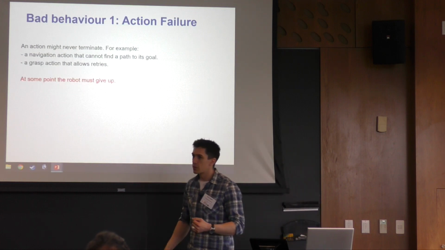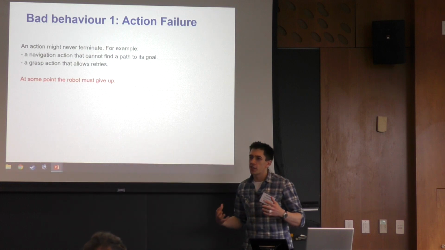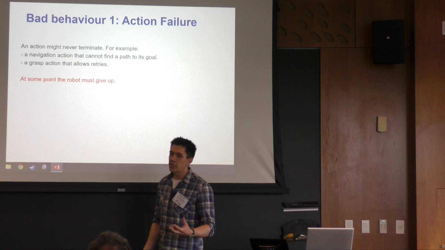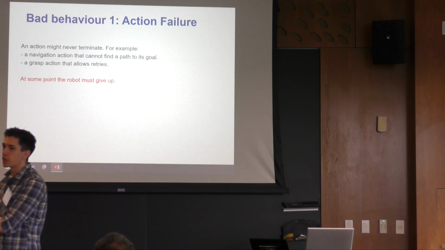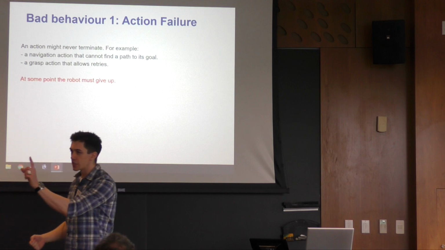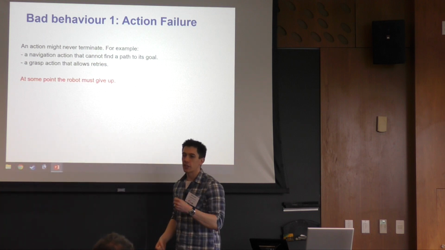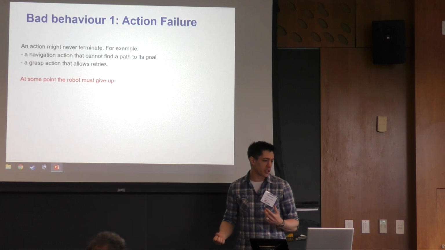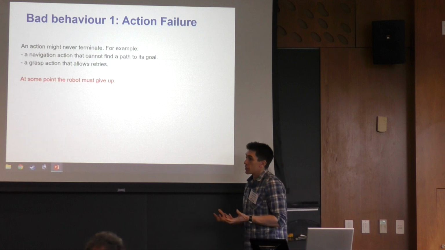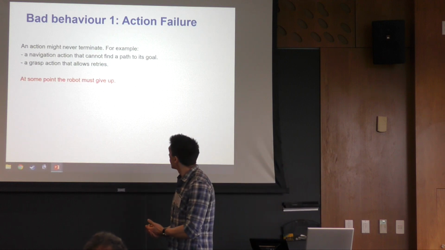I'll cover the first part to begin with. So, in the worst case, an action might never terminate. You might have a navigation action which, until it reaches its goal position with a very fine threshold, will continually try to reach that position. Or you might have a grasp action that when it fails, it continually retries. You may end up with a robot that never gives up, and you want it to, at some point, give up and report that the action has failed.